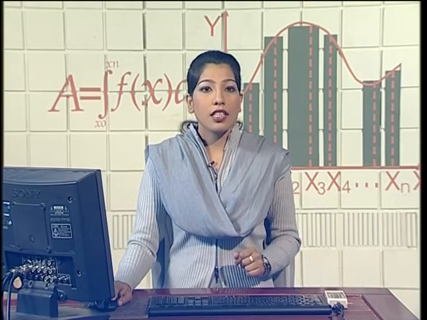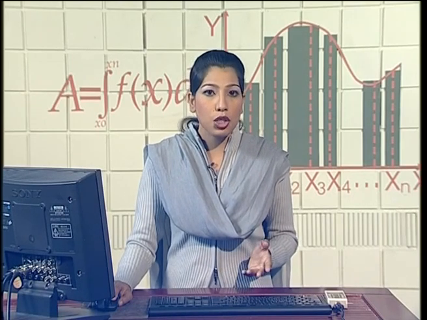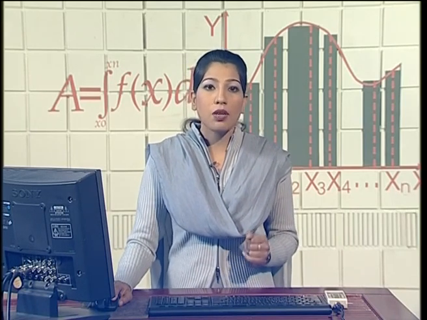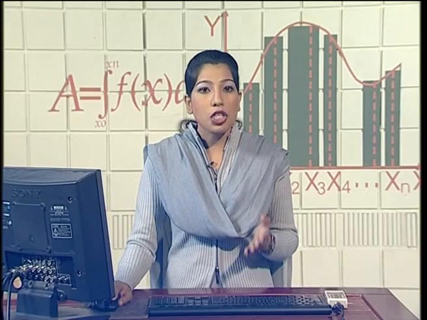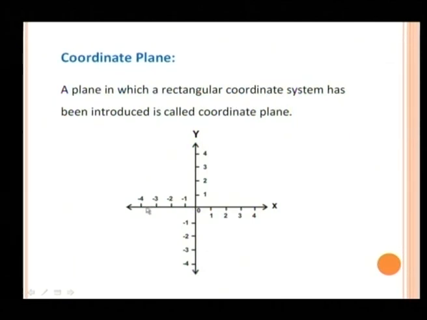You can see in this figure that usually we use x and y for labeling the axes, but any other letter can be used for labeling. If letters x and y are used to label the coordinate axes, then the resulting plane is called xy plane. Here you can see an xy plane on the screen where the horizontal axis is called x-axis, and the vertical line is called y-axis.